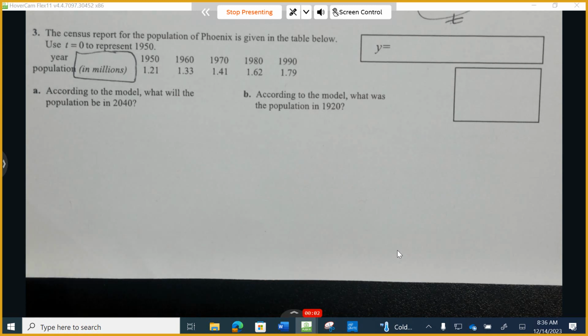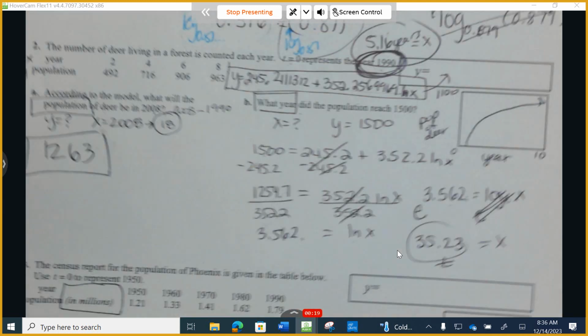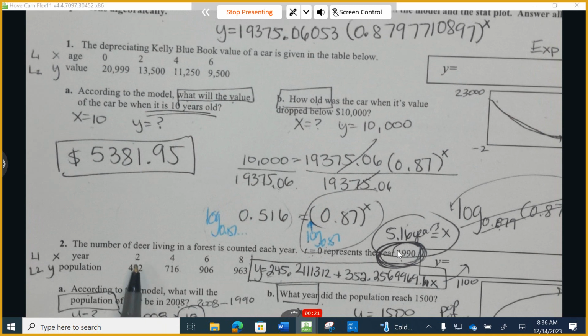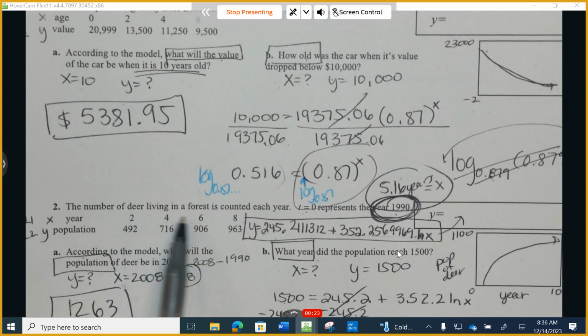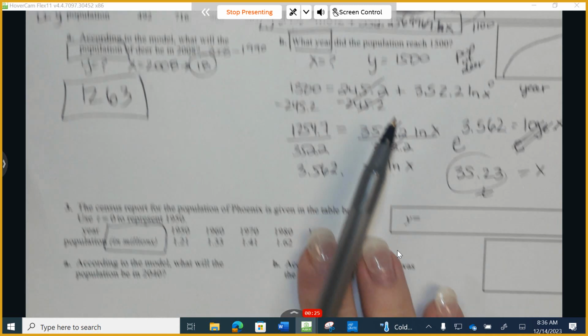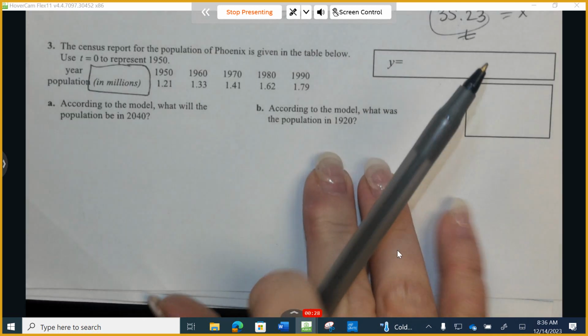So I'm going to start first by clearing my calculator, and then I'm going to read this. The census report for the population of Phoenix is given in the table below. T equals 0 to represent 1950. Now notice if you look at question 2 and then you refer to question 3, the way they represent time or years is different. In question 2, they've already translated this into T values. They have not done that for us in question 3, and we need to do that.